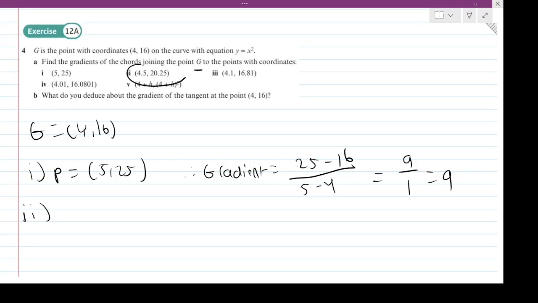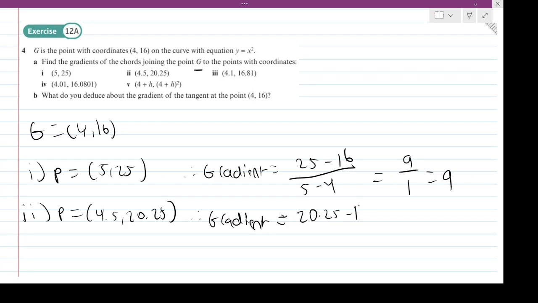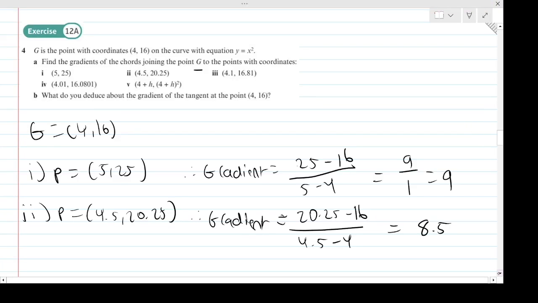Then for part 2, they're asking now P, the other point, is now (4.5, 20.25). So the gradient between this point and G now is going to be changing y over changing x, which would be 20.25 take away 16 over 4.5 take away 4 for changing x. If we do that, we get 8.5.